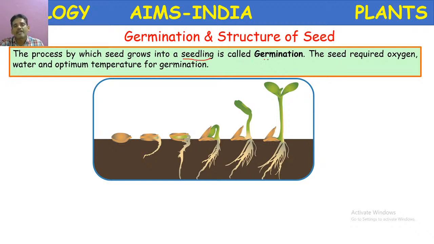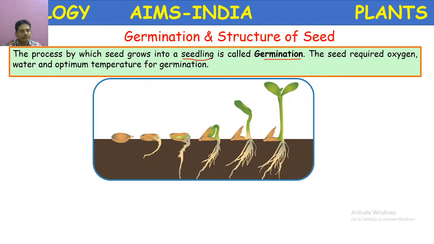is called germination. The term is very important. What does germination mean? The process by which a seed grows into a seedling is called germination. The seed requires certain conditions. Normally, when you keep it in the soil, it won't germinate immediately. It takes some time. That time is called dormancy in technical terms. But most seeds germinate in 3 to 4 days, depending upon the type of seed.